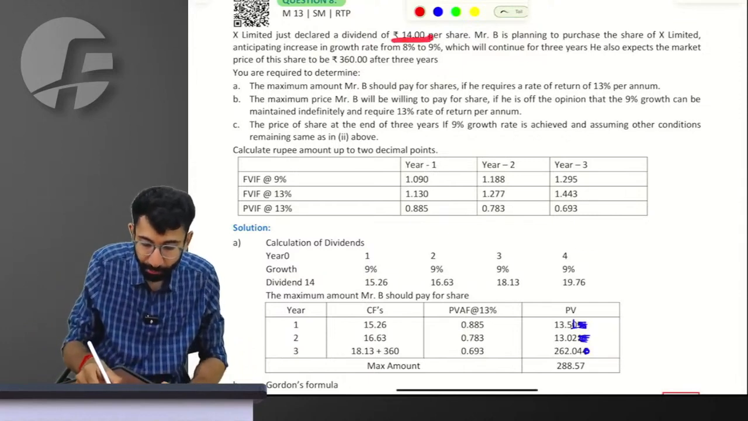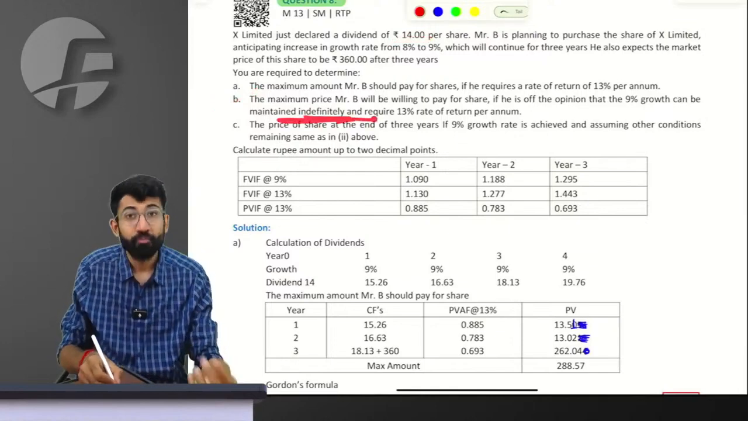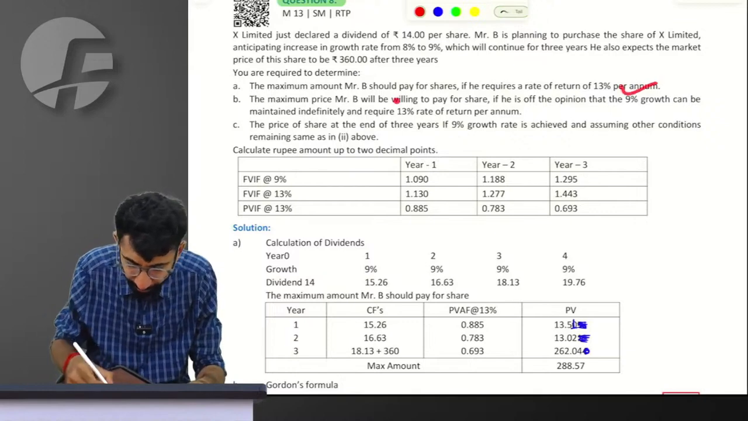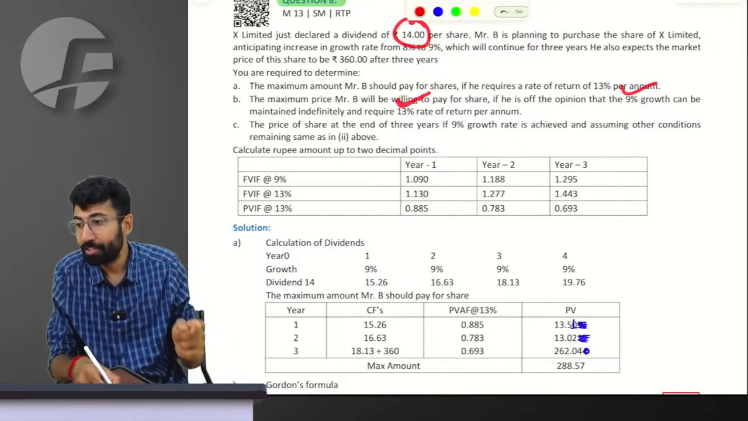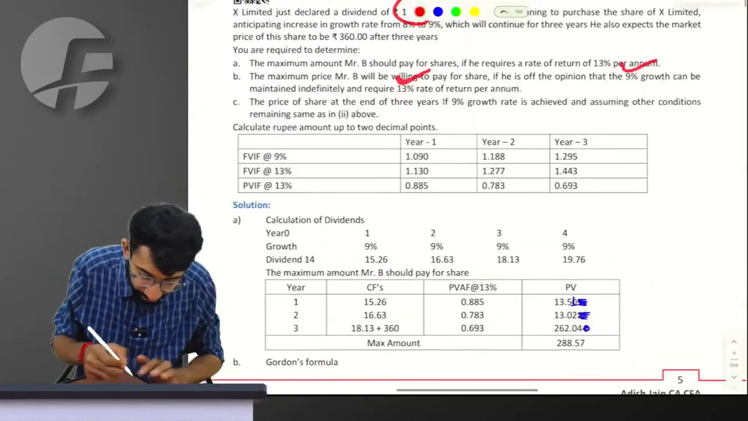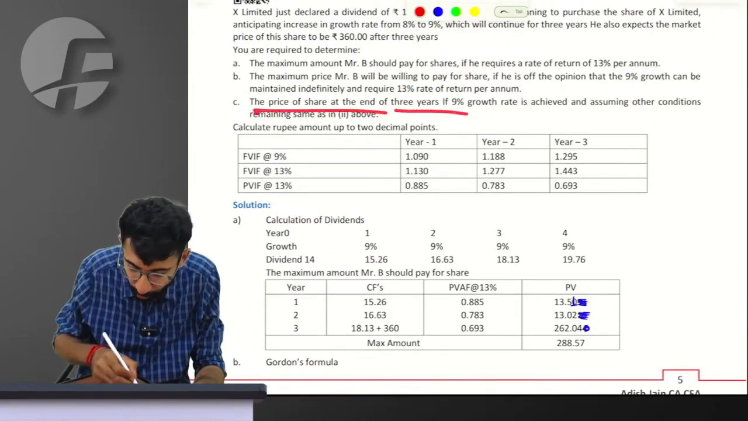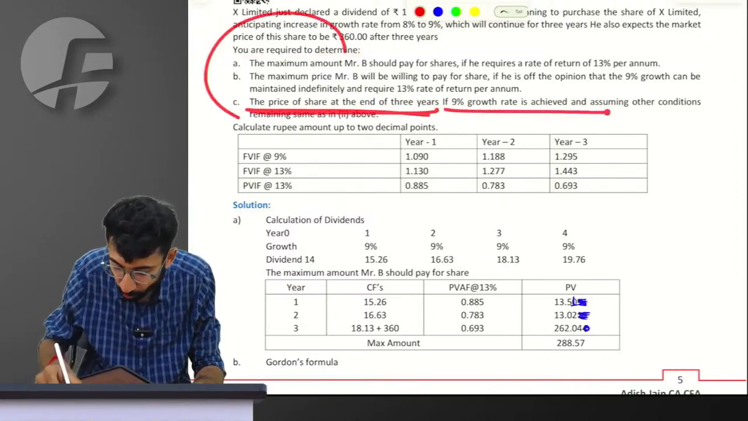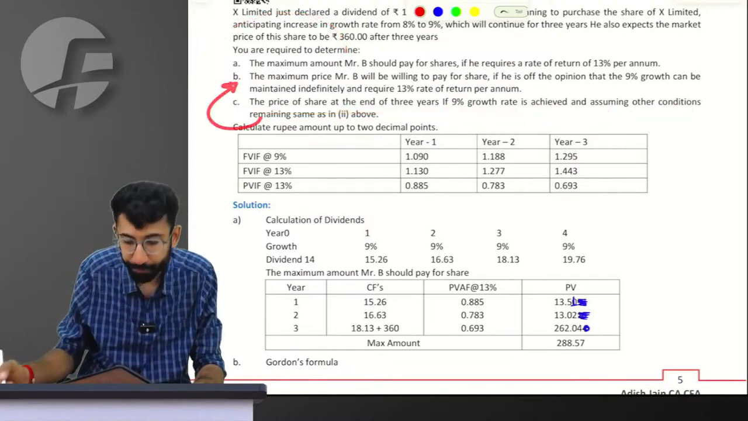Sir, D0. If you read the question, you will see that they are talking about indefinite growth, which means Gordon's formula, where growth is 9%, 13% is KE, this is D0. This time you will have to apply D0 into 1 plus G. As you people are saying, 381.5 is the answer, nothing out of the world. Part 3 is what I like, which is why we are here for this question. The price of the share at the end of 3 years, you have to find out. You have to determine the price at the end of 3 years if the growth rate of 9% is achieved, assuming other conditions remain same as part B above.